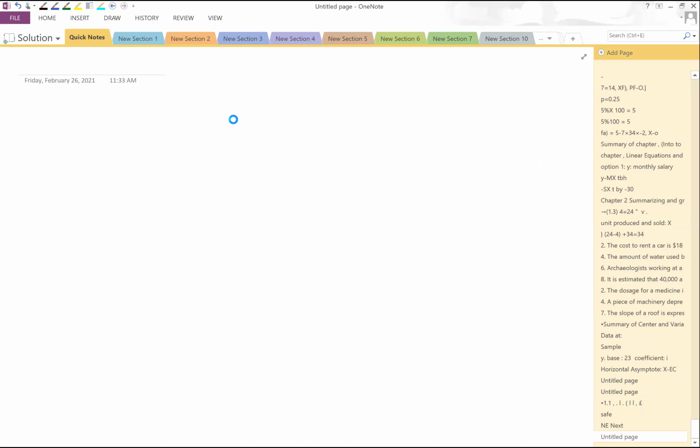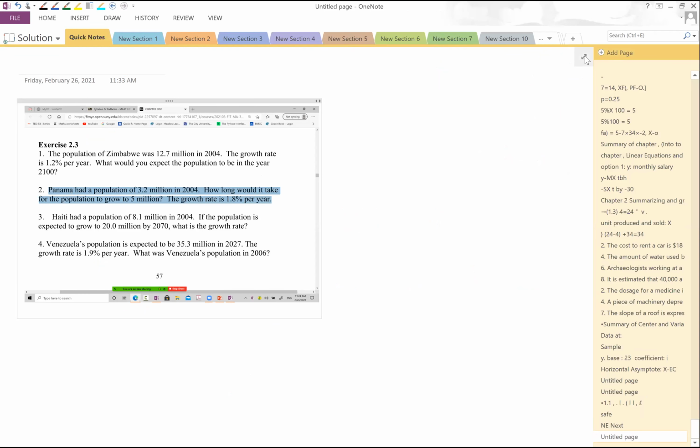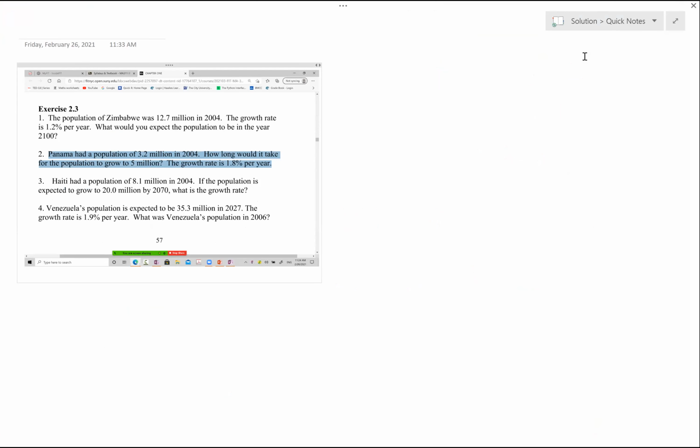All right, for question 4, Venezuela's population is expected to be 35.3 million in 2027, so 2027 is in the future. The growth rate is 1.9% per year, so this is 0.019. And what was Venezuela's population in 2006?